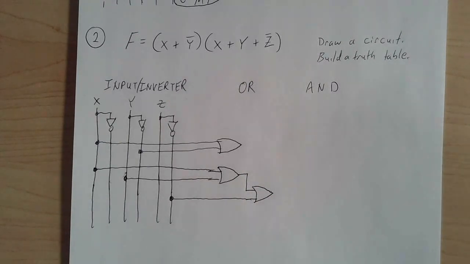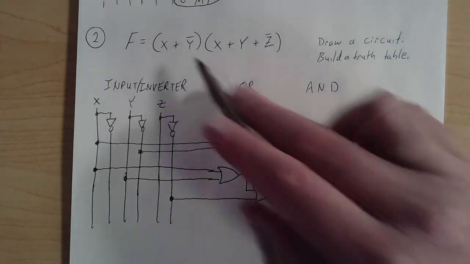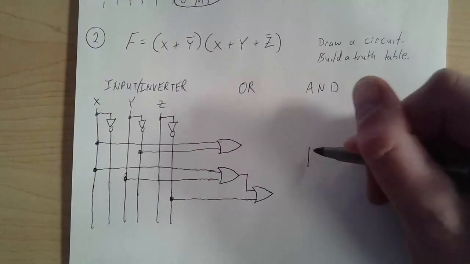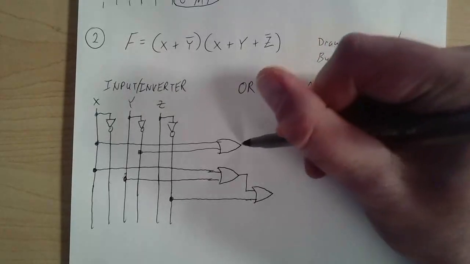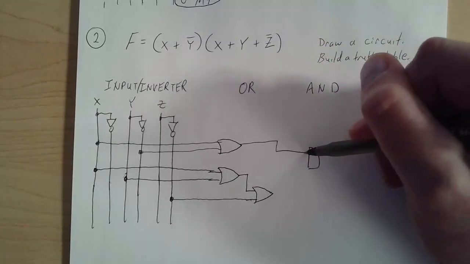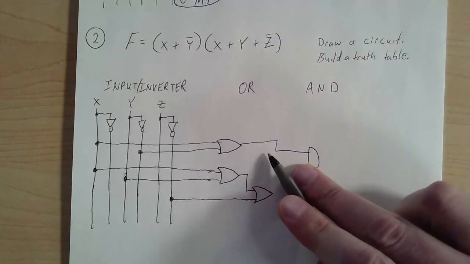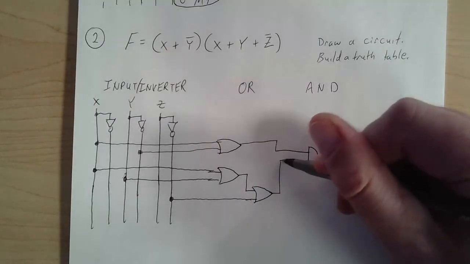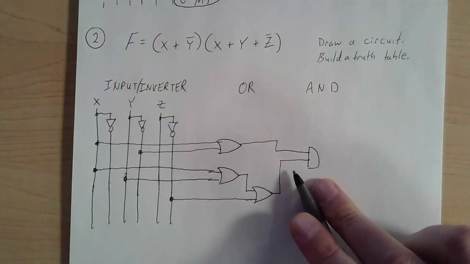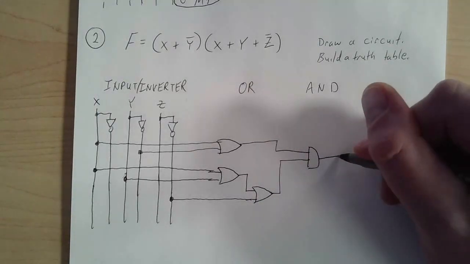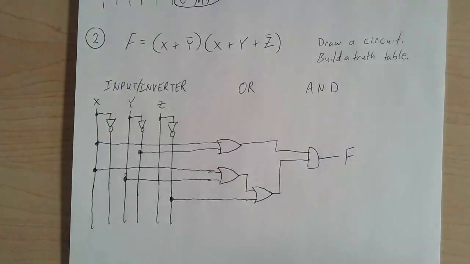Then the last thing we need to do is AND these together. There are only 2 terms, so I can use the 2-input AND gate to do that. So I'll put the output of the first OR gate, that's the first term. And then I'll put the output of the second OR gate into that, that's the second term. And then this complete output here is F. So that is a very nice way to draw the circuit, very easy to read. And we can see that it's section by section, ORs and inverters.